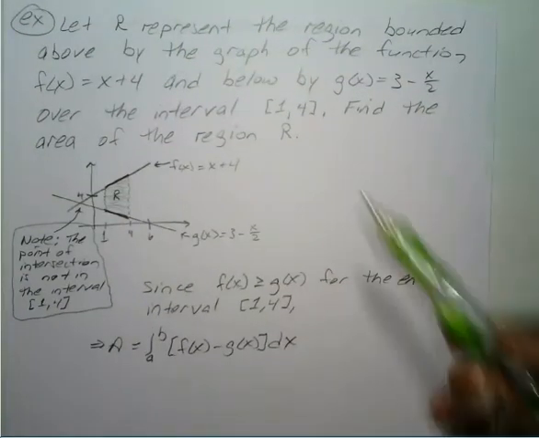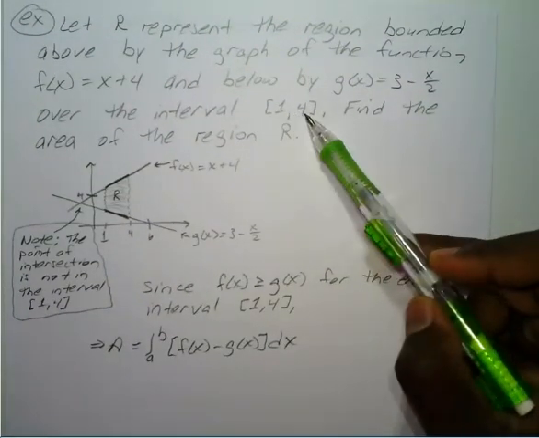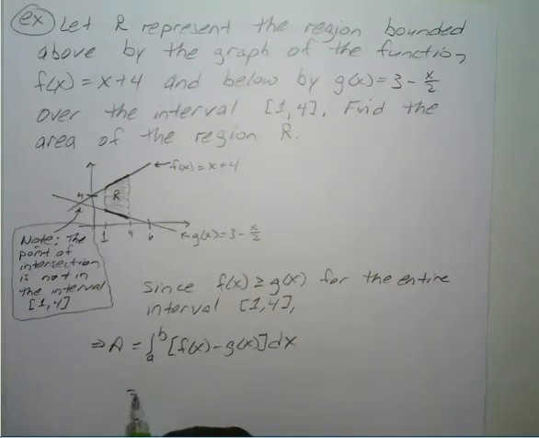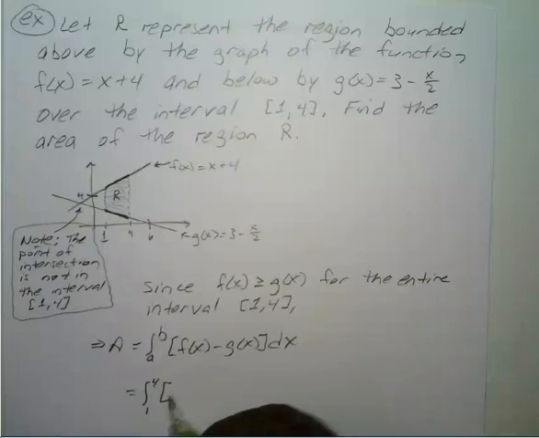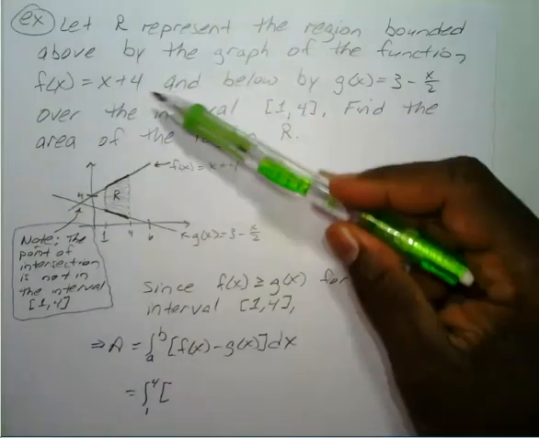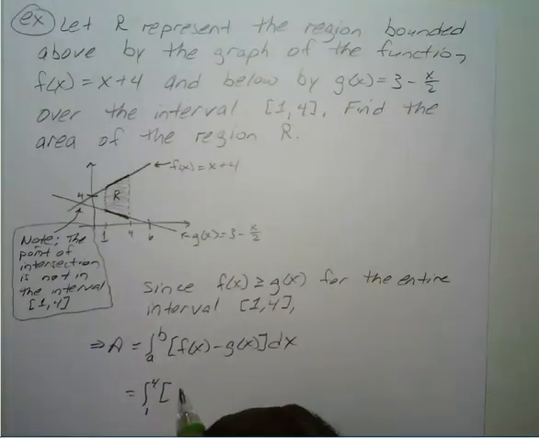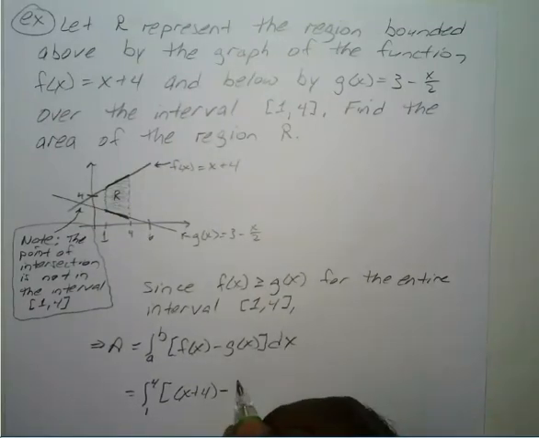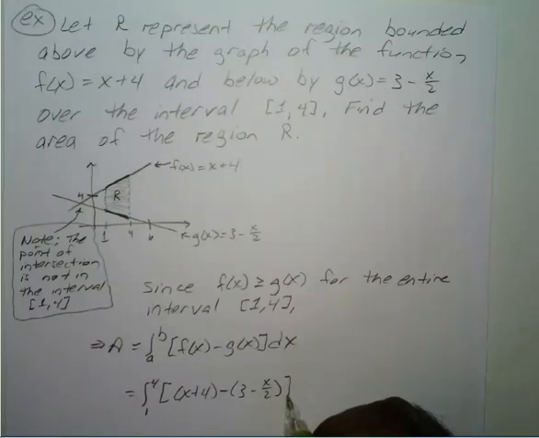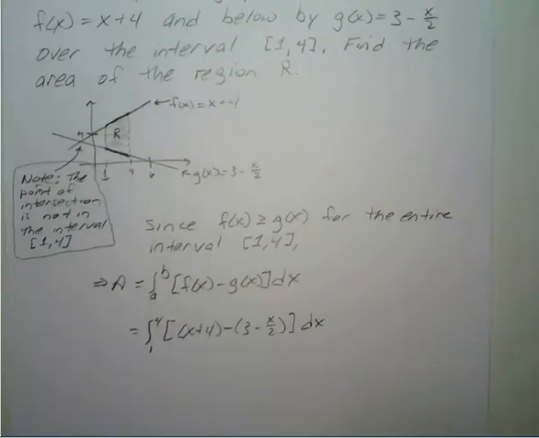Okay, now in this case, your a is equal to 1 and your b is equal to 4. So that's going to equal the integral from 1 to 4 of your f of x, remember that's x plus 4, minus your g of x, which is 3 minus x over 2, with respect to x.